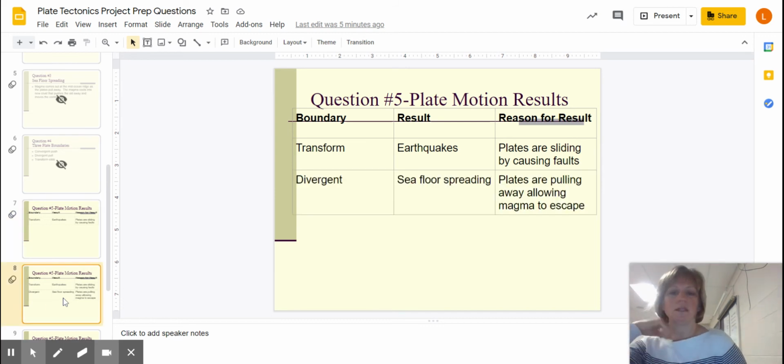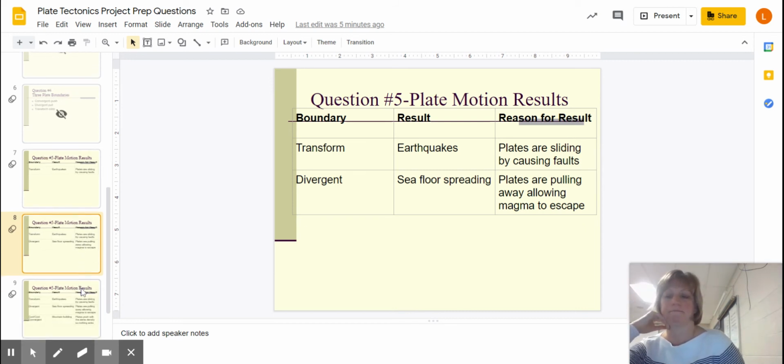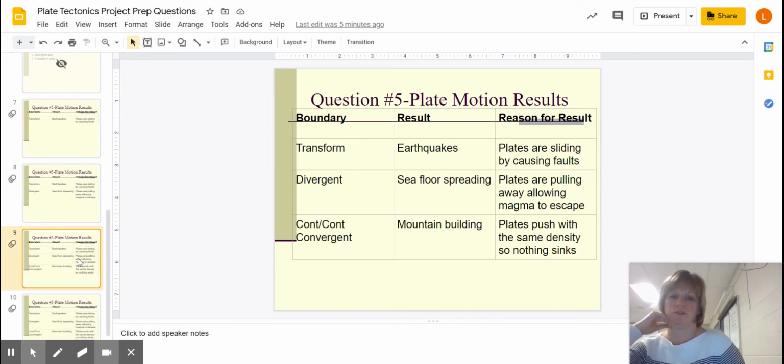Now, a divergent boundary, the result is seafloor spreading. This is like Iceland, and the plates are pulling away, and that's what allows magma to escape. Now, our 2 convergent boundaries, you do have to be careful here. It depends on what kind of crust is hitting. I honestly simplified and abbreviated a bit, but that's supposed to be continental convergent.